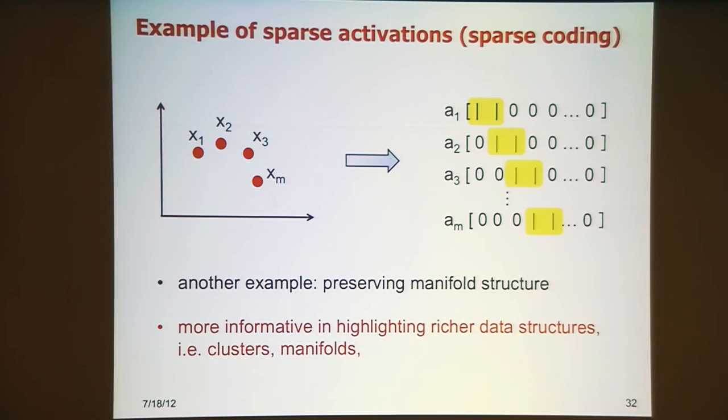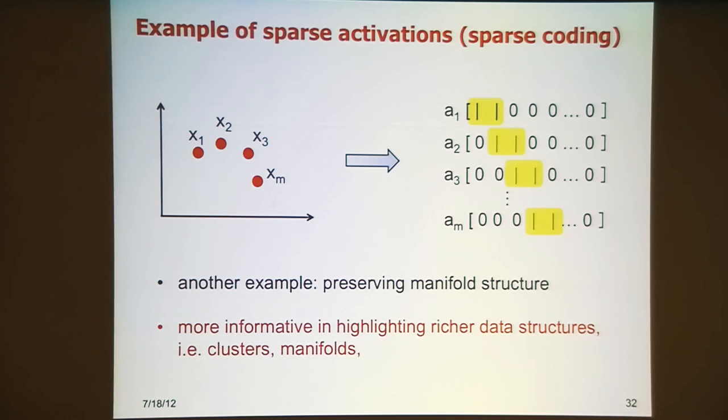There's another example. Let's say you have a more interesting data structure, like a manifold, a continuous neighboring structure like this. So x2 is similar to x1, x3 is similar to x2, and so on and so forth. If this is the data distribution structure, then probably one ideal sparse coding result is like this. It's actually perfectly reflecting the neighboring structure of the data.